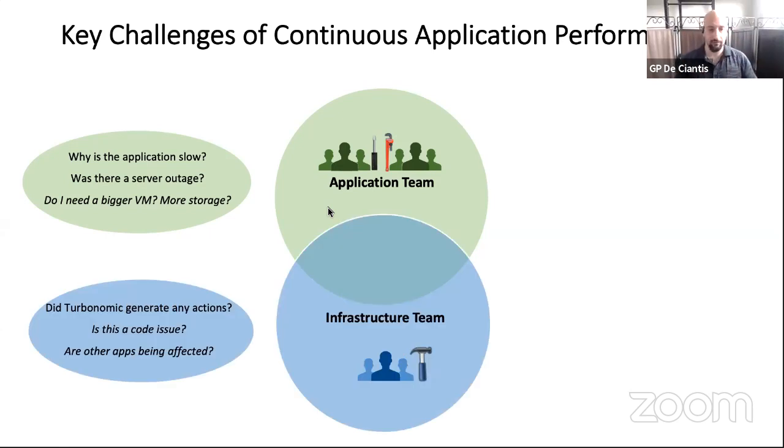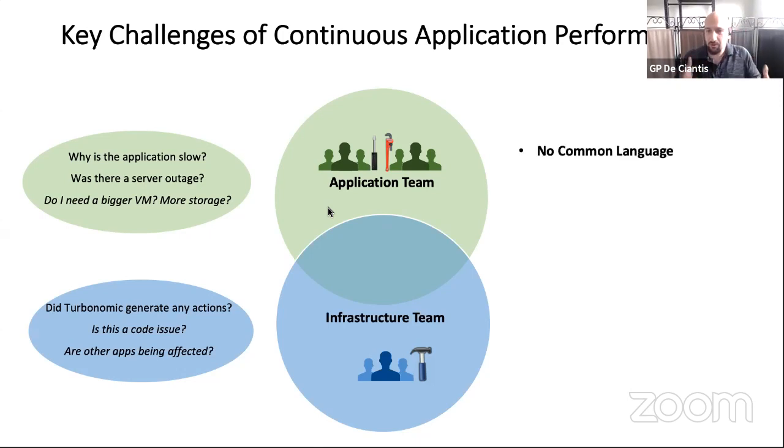And then the infrastructure team with Turbo in hand might get asked, did something happen on your end? And they'll say, well, let me see, did Turbo generate any actions? Maybe it's a code issue. They don't have visibility into the application team. The application team doesn't have visibility into the infrastructure. And then the infrastructure team is also wondering, if it is something infrastructure related, are any other apps being affected? These are really tough problems, and they're hard to get to the bottom of.